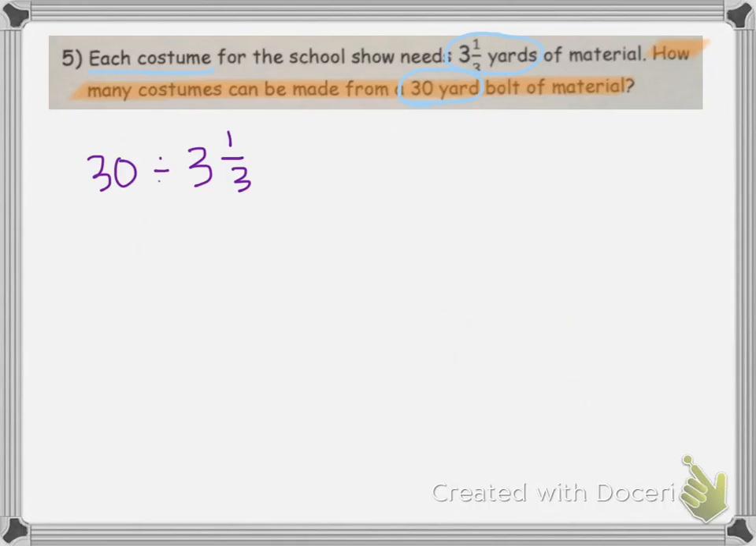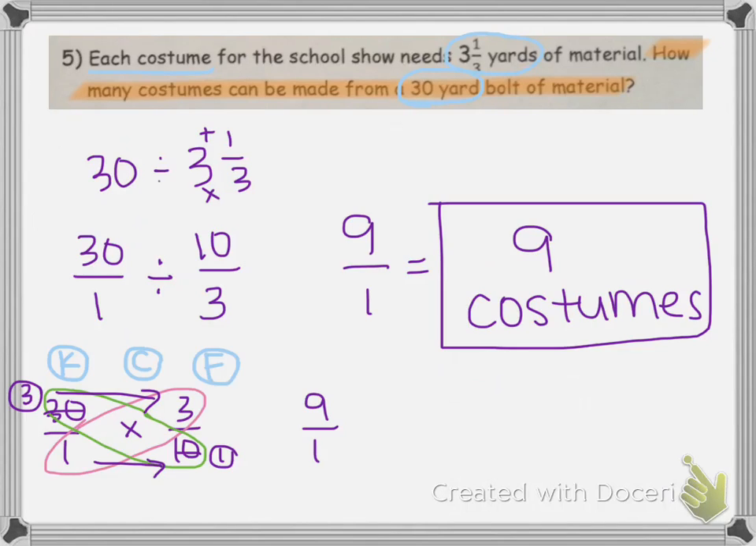Now, our first step is to change the whole number into a fraction, and to do this, I'm going to write 30/1. And then we need to change that mixed number to an improper fraction. So I'll multiply 3 times 3 and get 9. 9 plus 1 is 10. So I have 10 thirds. Go ahead and pause the video and solve the rest on your own and press play to check your answer. Our answer is 9 costumes.